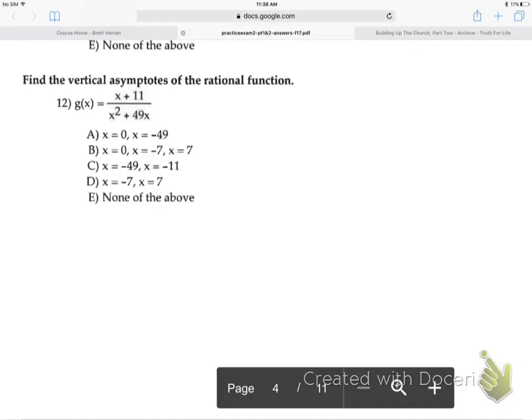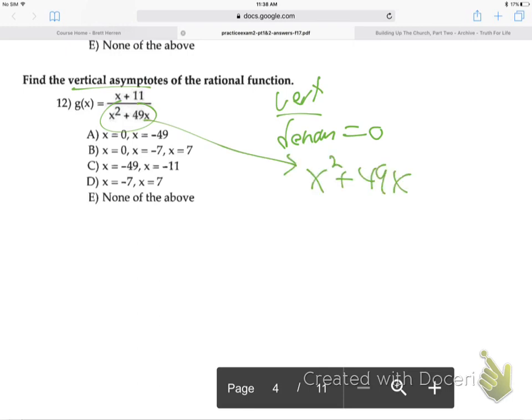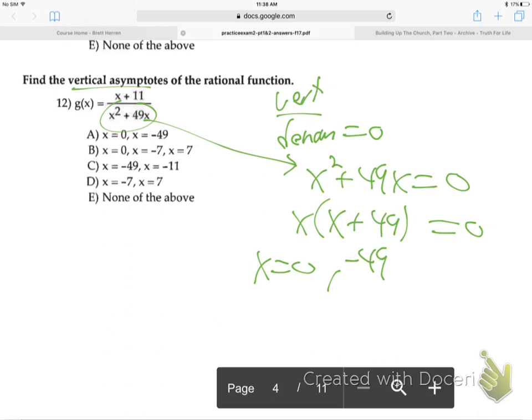So find the vertical. How do you do vertical? It's all about denominator equal to 0. So you don't even care about the numerator at all. Just grab the denominator, set it to 0, solve it. So you have to factor that. That means x is 0 or negative 49, A. Good? What makes this part 0 is 0. What makes this part 0? Negative 49. Plus 49 would be 0. Just whatever makes the bottom 0. Those are the vertical asymptotes.